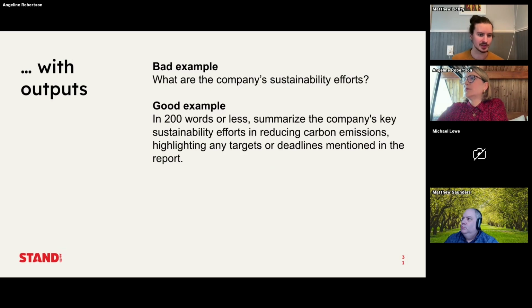Be specific with outputs. The good example here sets a limit of 200 words and asks for a specific kind of summary. As a different example specifying outputs, in order to get ChatGPT to work with our code, which I'll talk about later, we had to be very clear with it about returning information in a CSV format so that we could parse the data in Python, the programming language that we use.